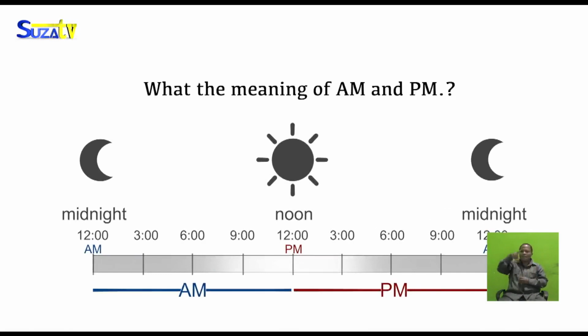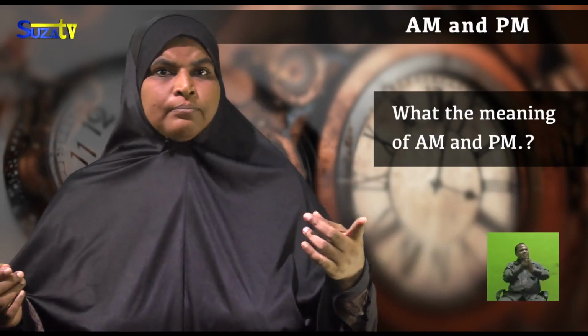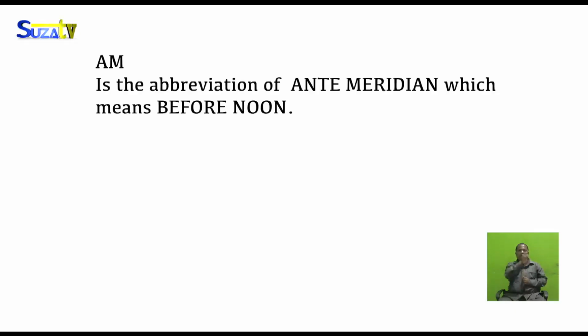Who can try to give me the meaning of AM and PM? These are also important. Amina, can you try? What is the meaning of AM and PM? We can start with AM. AM is an abbreviation of antemeridian, which means before noon. Very perfect answer. Good answer, my dear.